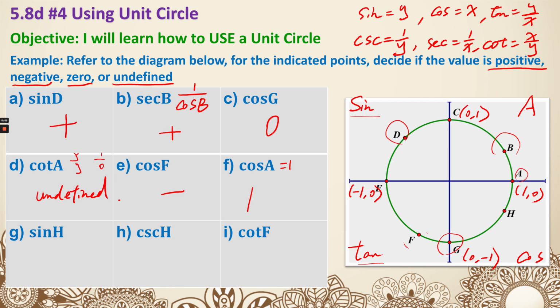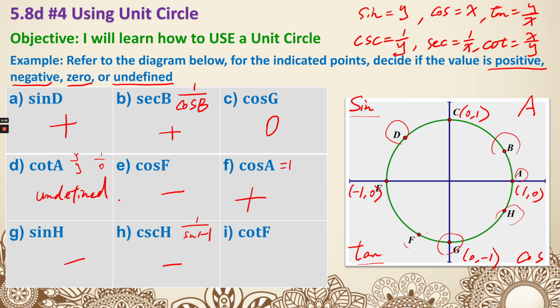In this case, positive. G is sine H. H is inside the fourth quadrant, and inside the fourth quadrant, only cosine and secant are going to be positive, so in that case, sine has to be negative. Cosecant H, that is the same as asking 1 over sine H. We have just decided in G that sine H is negative. 1 over that will still be negative.